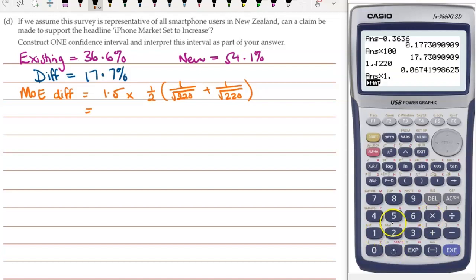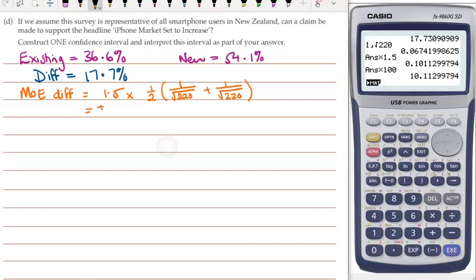Now times it by 1.5, times it by 100, and we have plus or minus, just fix that up, plus or minus 10.1%. Okay, now the confidence interval. So the confidence interval on the difference is going to be 17.7 plus that 10.1 and 17.7 take it away. Okay, so 17.7 take away 10.1 is 7.6%, and add it on is 27.8%.